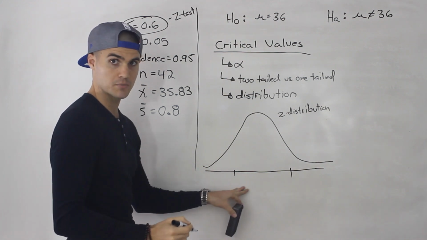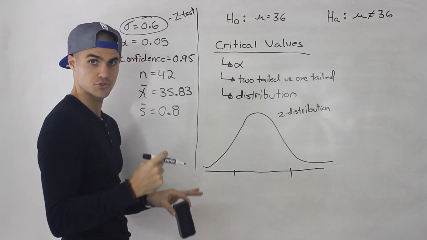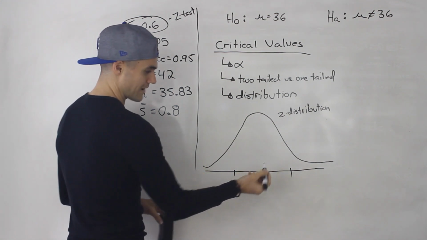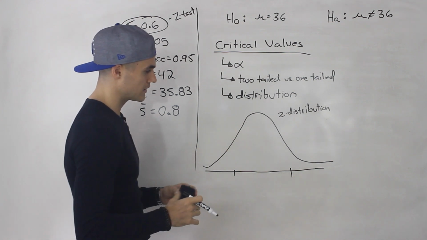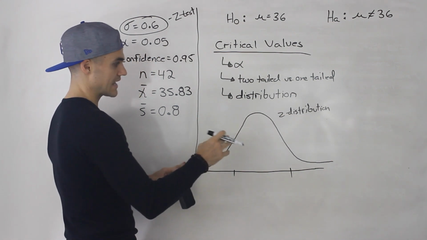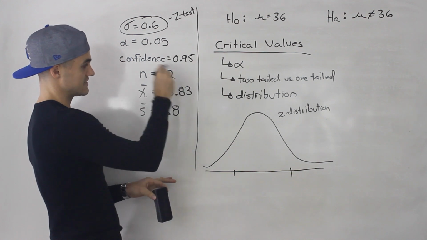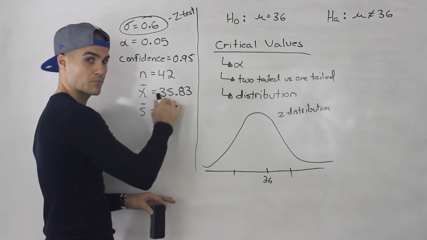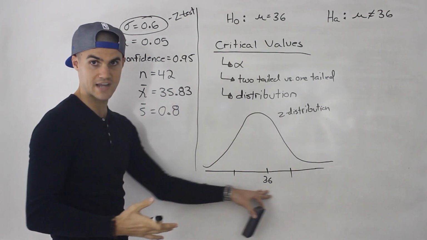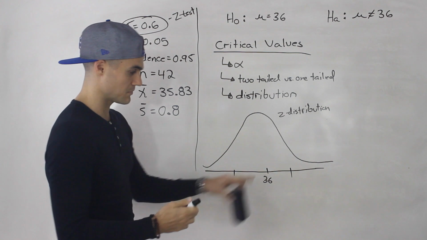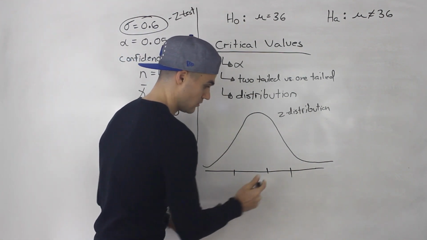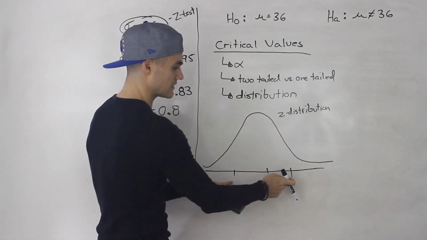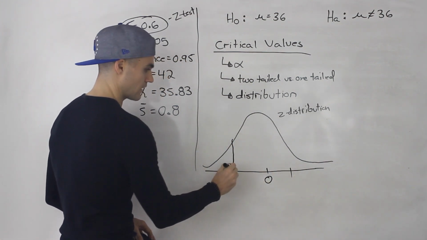Now, these here are going to be Z-scores on a standard Z distribution, where the mean is 0 and the standard deviation is 1. So I mentioned this in a previous video. What we got to do is take this information, like that mean being 36 and the sample mean, and we have to convert it to standard Z-scores, where this mean is going to turn into a 0, right, on a standard Z distribution. And then we got to find these critical values here.